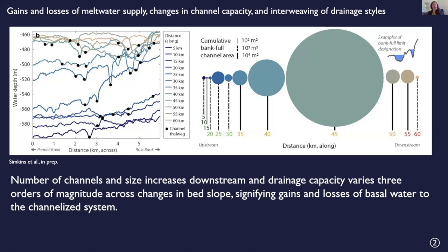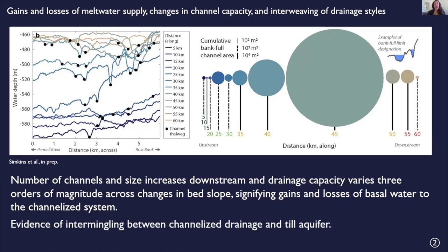And drainage capacity also changes. So it increases three orders of magnitude up to some point, and then we lose that water, right? So this is marking gains and losses of basal water to the channelized system, which is really interesting. And other evidence that I'm not showing you here is showing this intermingling of channelized drainage with a till aquifer.